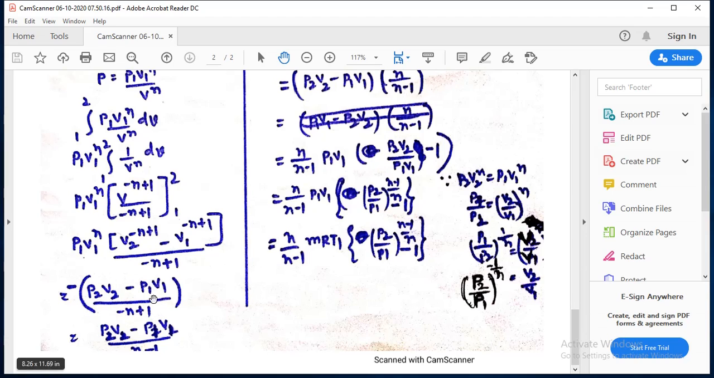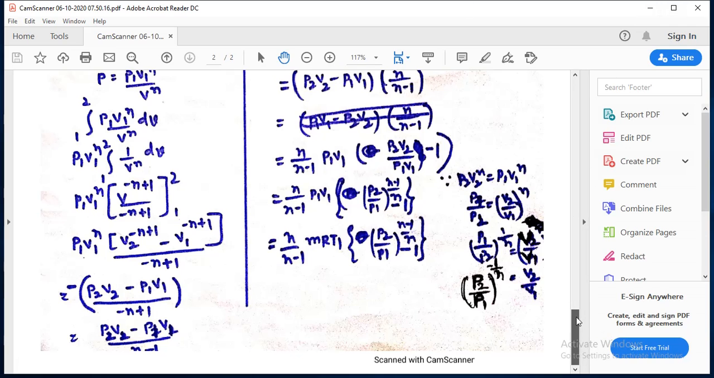So this is the compression work during the process 1, 2. The compression work is taken as negative work, hence I am putting the minus. So here I am multiplying the numerator as well as the denominator by minus sign. In the numerator, minus into minus gives plus, P2 V2 minus P1 V1. In the denominator, minus multiplied by minus n plus 1 gives n minus 1. Hence, I'm writing here P2 V2 minus P1 V1 divided by n minus 1.